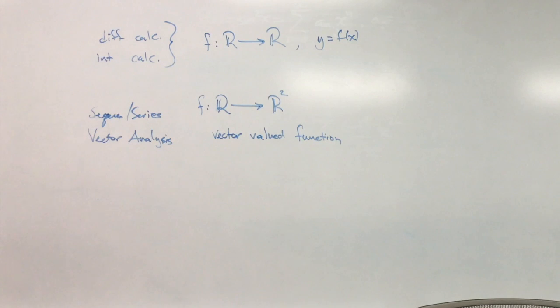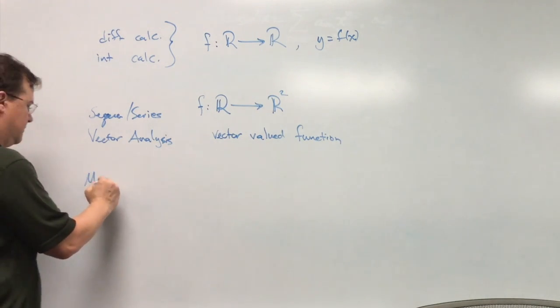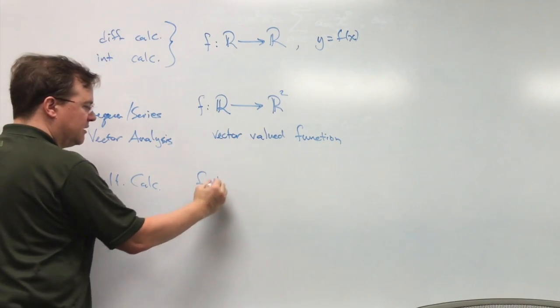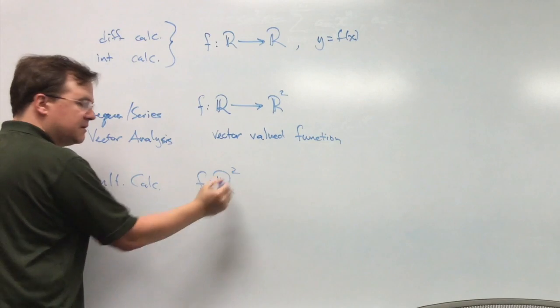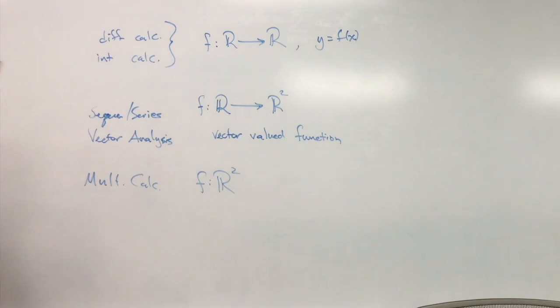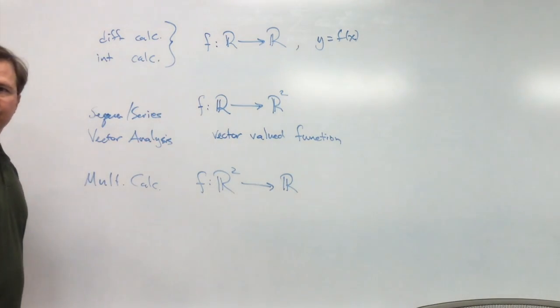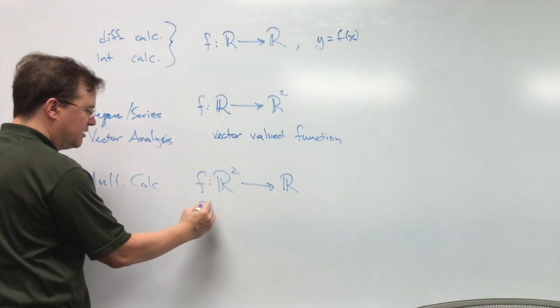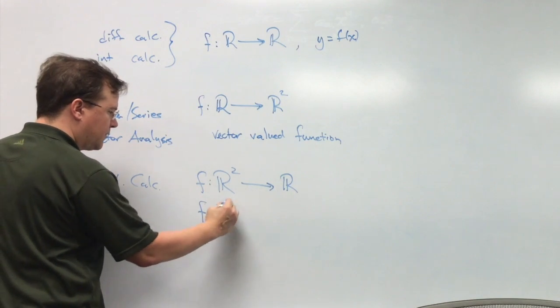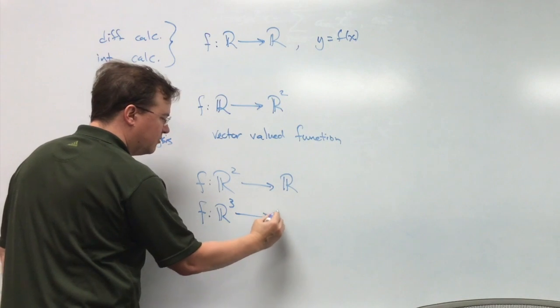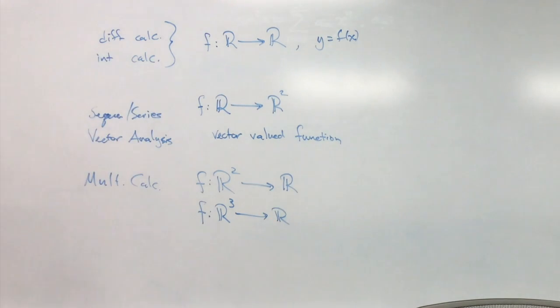And when you get into multivariable calculus, you'll be looking at functions where the domain is two-dimensional and the range is one-dimensional. You're even going to get even crazier and look at functions where the domain is three-dimensional and the codomain is one-dimensional. But thankfully, it won't get much more complicated than that.